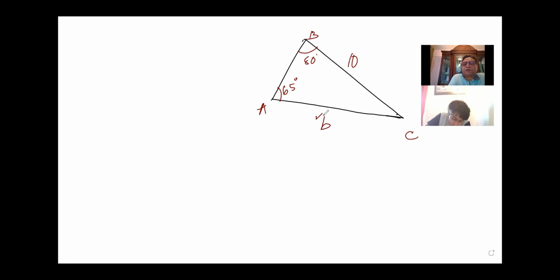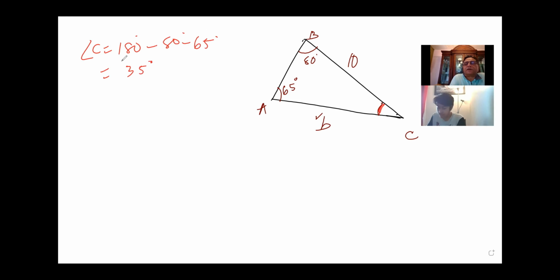This side we'll normally treat as B, correct? Yes, sir. The first thing is you have to find the missing angle. So that missing angle C is equal to 180 degrees minus 80 minus 65. 100 minus 65 is 35. I got 35 degrees, sir. Now you can find all the sides. Is that clear to you?